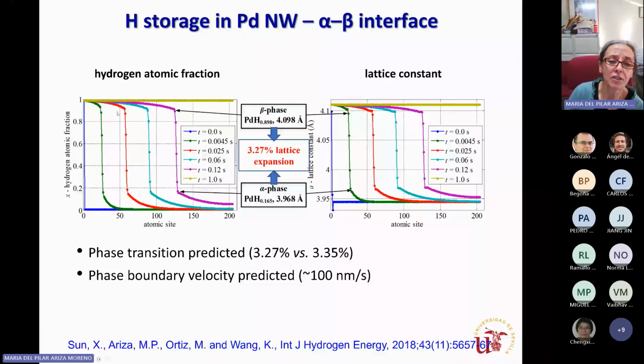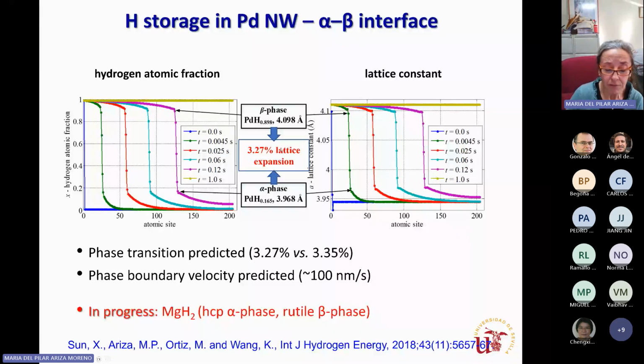We compare our results with previous results in the literature, and we found out that the lattice expansion that we observed was in good agreement with what has been observed previously. So you see here how, as time evolves, the hydrogen propagates inside of the material until the occupancy is 1, starting from occupancy 0. So here is what we are doing now. We are now finishing applications of the same methodology, but to a more complex metal, which is magnesium.